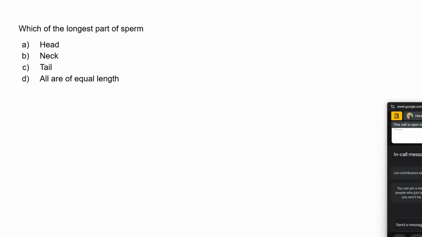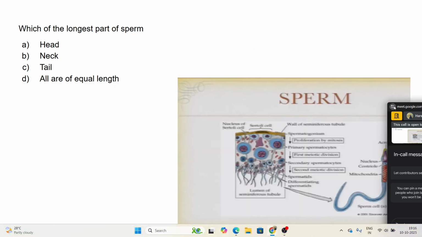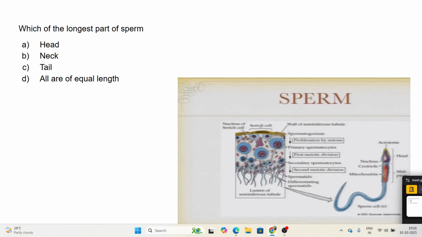Correct answer: tail is the longest part of the sperm. Here you can see this is the tail, and the tail is the longest part. That's why they are able to swim such a long distance.